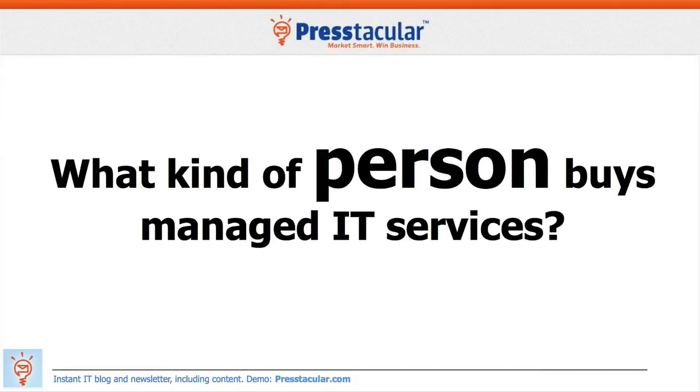To create this profile, you have to ask yourself another question first. You can't find something if you don't know what you're looking for. So the first question that you really need to ask yourself is, what kind of person buys managed IT services? And notice that I said person, not company, because at the end of the day, the decision to buy IT services is made by a person.